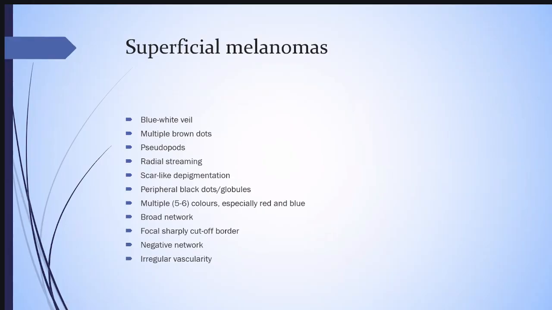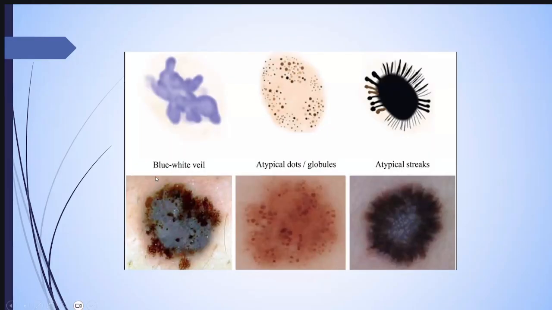So we have to look for all these signs when it comes to melanoma: a blue veil, multiple brown dots, pseudopods, radial streaming, scar-like depigmentation, peripheral black dots, globules, multiple colors, broad network, sharply cut off border, negative network and irregular vascularity. I'll show you here. This is a blue veil.